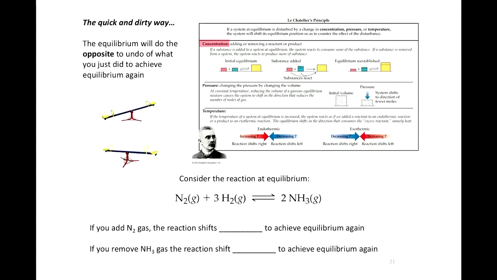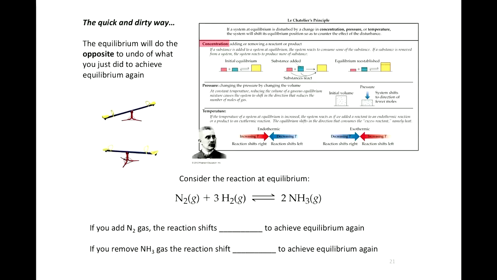So the main idea, the quick and dirty way to do any one of these predictions of which way a reaction has to shift, is whatever you do to the reaction, it has to do the opposite to undo what you just did, right? So if you think about a seesaw, if you press down on this side of the seesaw and it goes like this, to get back to equilibrium, you got to do the opposite. You got to push down on the opposite side to make it go back to equilibrium. And that's the basic idea.